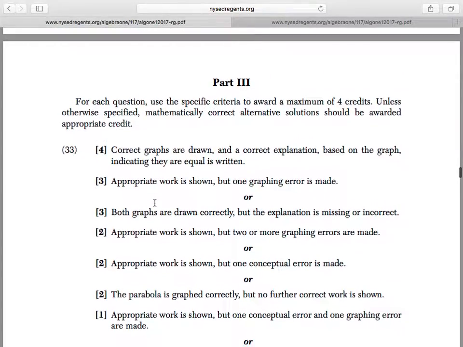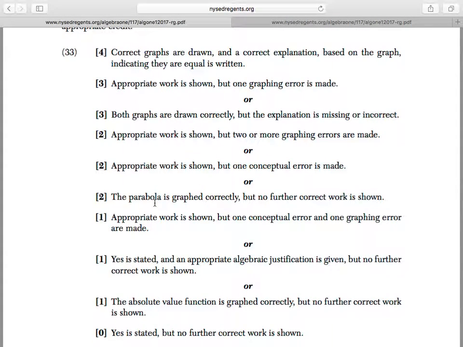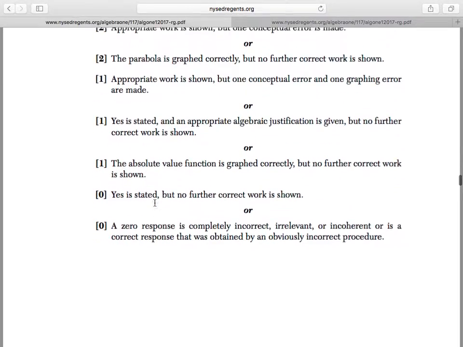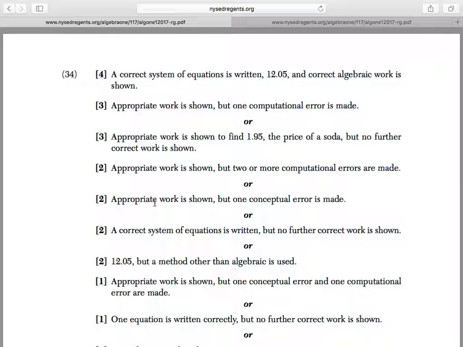Okay. Now we get to the part 3s. I'm not going to go back. You can check with somebody when we're done going over it. Okay? For 33, you have to have the correct graphs, correct explanation based on the graph. Very important that it's based on the graph. Indicating that they are equal is written. Okay? Number 34, correct system of equations in 12.05 with correct algebraic work. Okay?